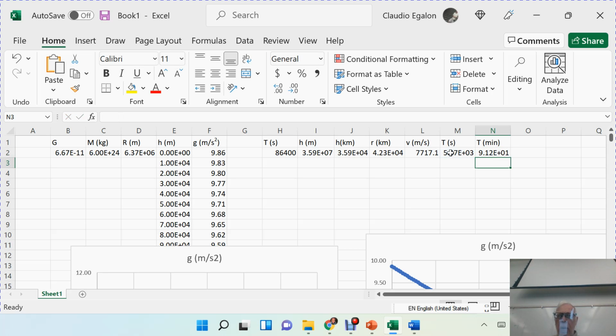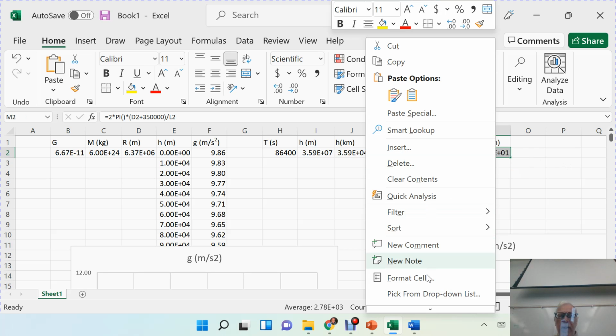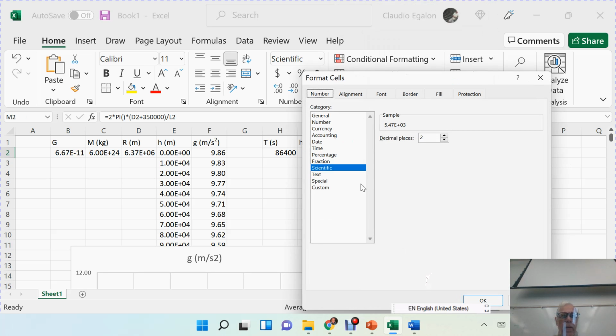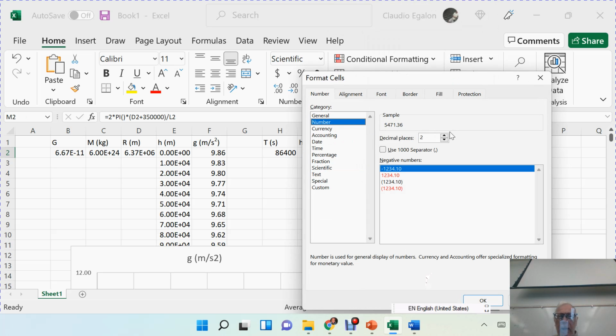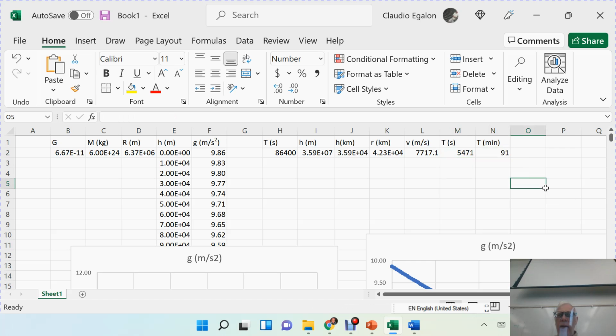See, 91 minutes, right? I'm gonna put it in a better format so you can see the numbers better, in number format. Yeah, see, 91 minutes. That's how long it takes for the space station to complete one orbit, right? It's not exactly to go around the Earth.